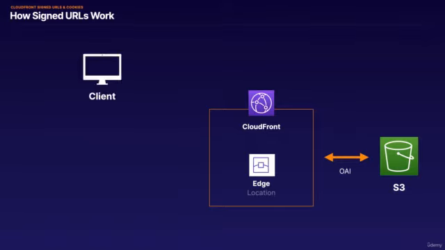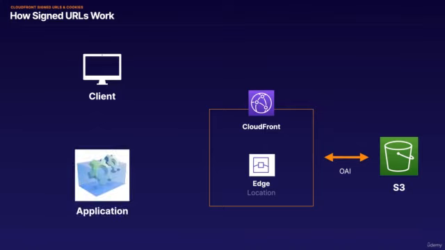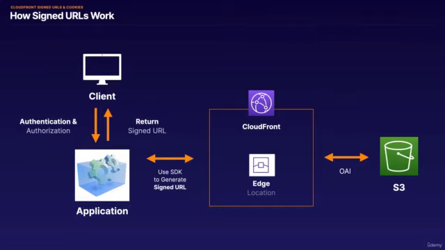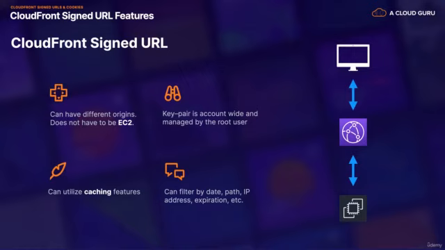We've got our client here. They could log into our application by entering their username and password, so we have our authentication and authorization. The application looks at their username and password and says, yep, you can log in. Then it uses the CloudFront SDK to generate a signed URL or a signed cookie, and returns that back to the client. The client can then use CloudFront to access the files in S3, EC2 or Elastic Load Balancer, etc. So with CloudFront signed URLs, you can have different origins; it doesn't have to be EC2, it can be S3 or Elastic Load Balancers, etc.